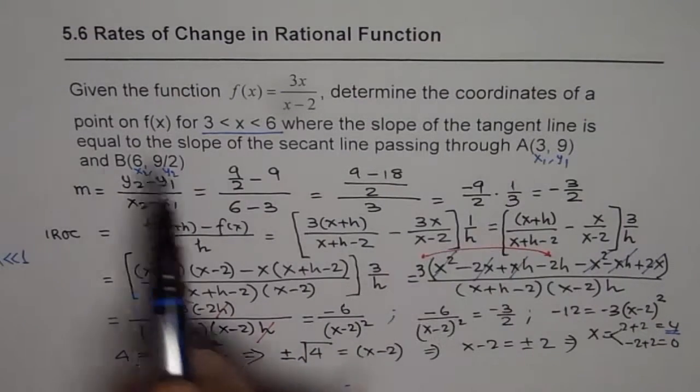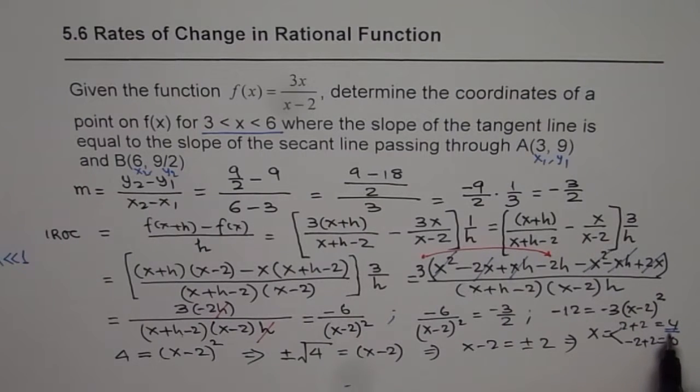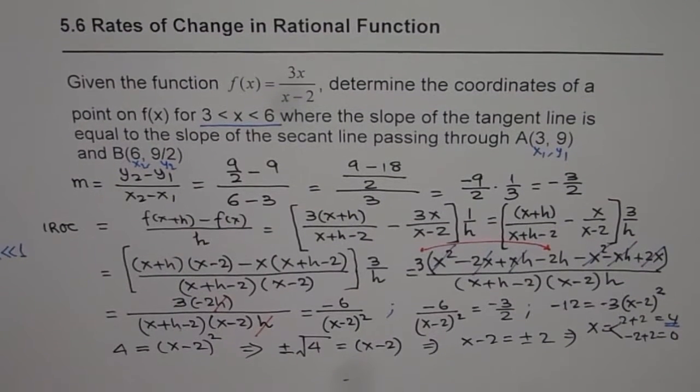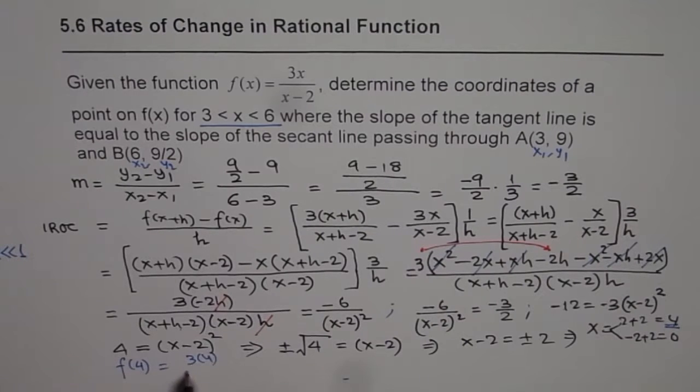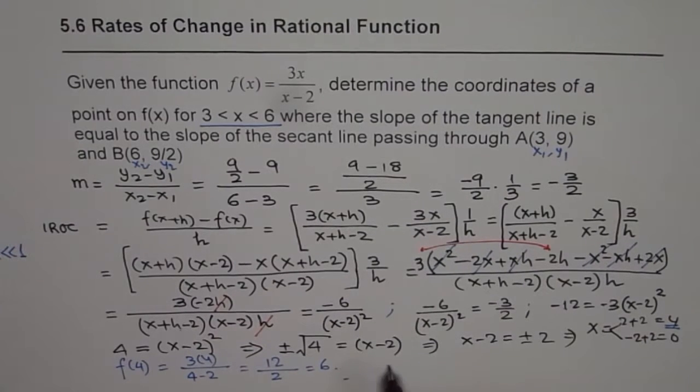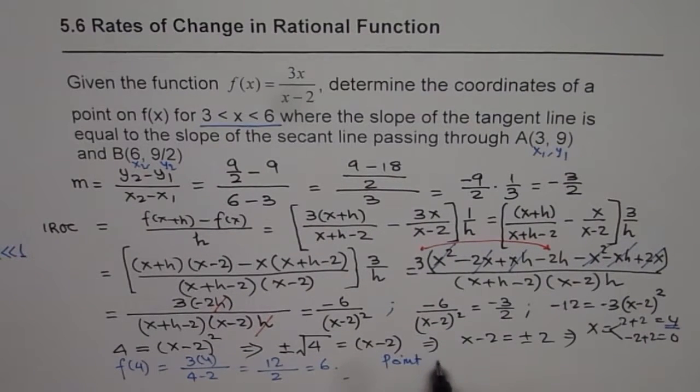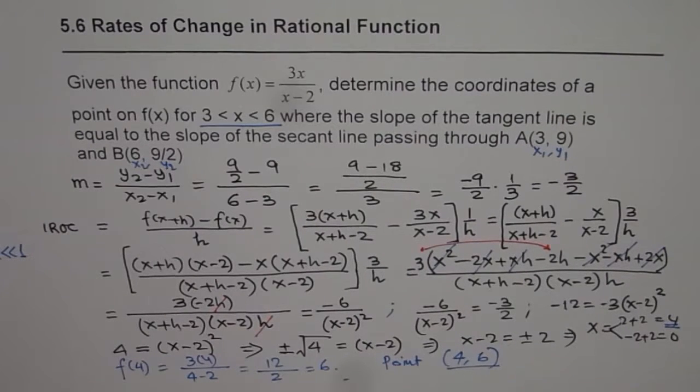Determine the coordinates of the points, it says. So we have to also find the y value. Is that okay? We found that at 4 we have the same slope as the secant, so we can find f of 4. We'll substitute 4 here. So we get 3 times 4 divided by 4 minus 2, which is 12 over 2, that is 6. And therefore the point is (4, 6). Do you see that? So that is our answer.